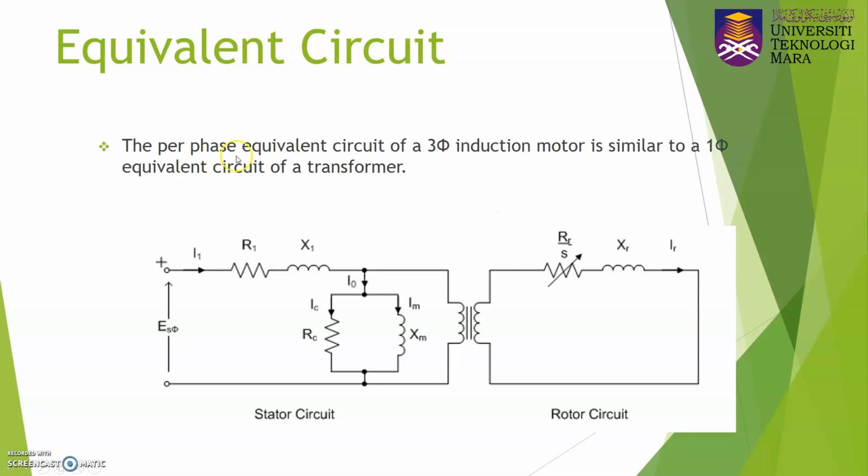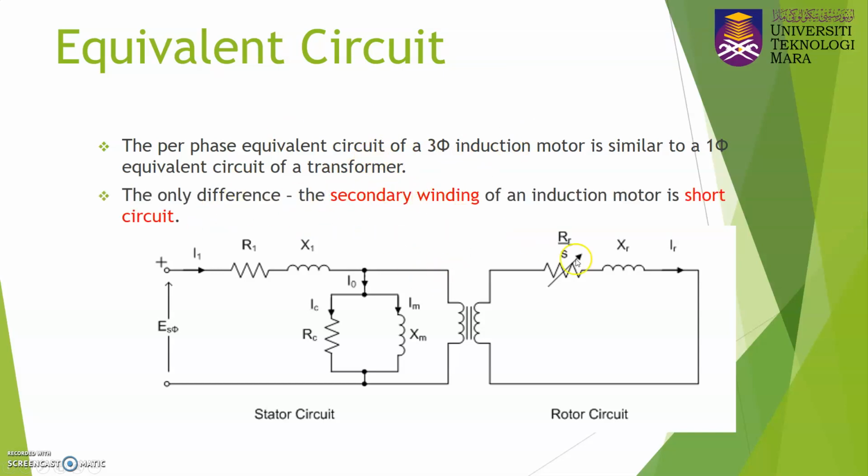The per phase equivalent circuit of the three-phase induction motor is similar to the single phase equivalent circuit of a transformer. If you still remember, for the transformer you have a primary winding and a secondary winding, with a mutual magnetic coupling in the middle. It's similar to the transformer, but the only difference is that the secondary winding of the induction motor is short circuited. For the transformer, you didn't short circuit the secondary winding, but connected it to the output load.